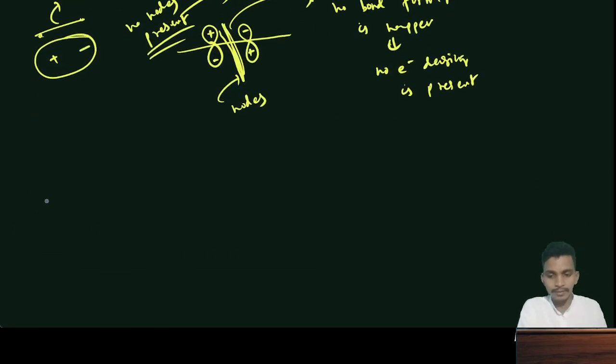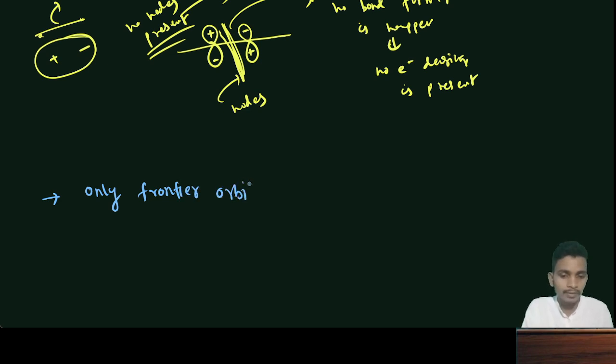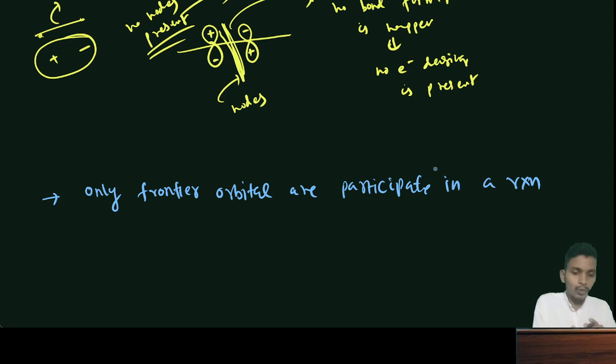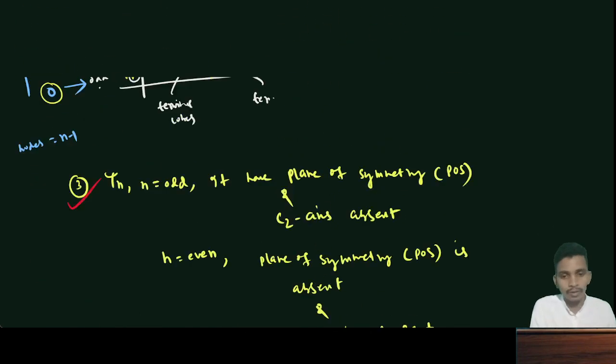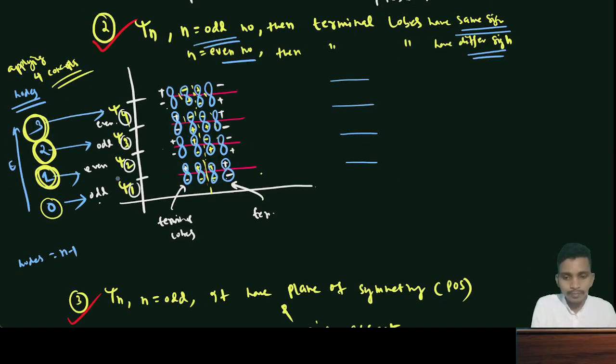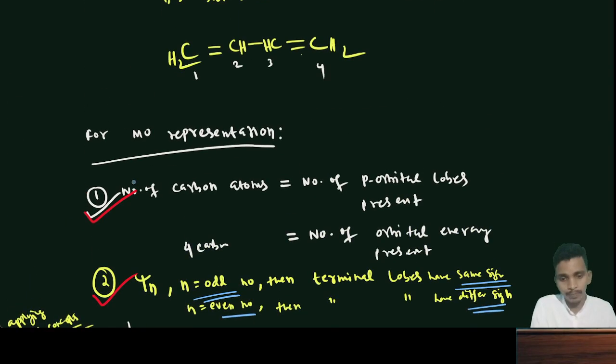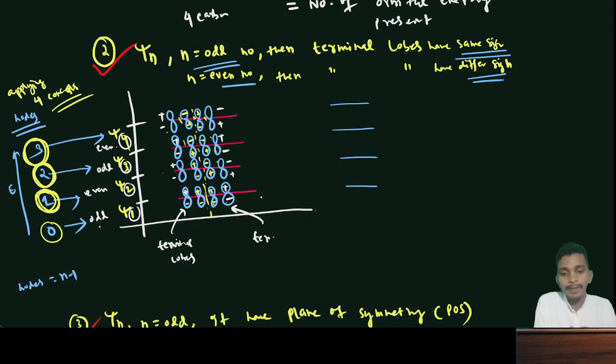Only frontier orbitals participate in reactions. It means that if you know about the frontier orbitals, then we can understand how the reaction proceeds. We need not understand all the orbitals. Here we have four energy levels because we have four carbon atoms, but only the frontier orbitals participate in the reactions.